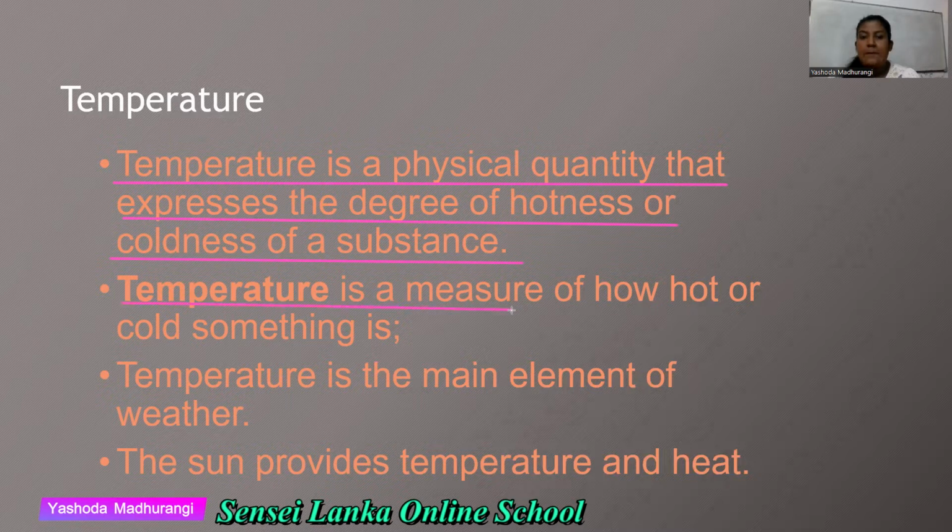Temperature is a measure of how hot or cold something is. So temperature is the main element of weather. Can you remember the weather elements? Temperature, rainfall, clouds, winds. In my earlier lesson, I explained you. So, Pute, temperature is the major one. It is the main element of weather.